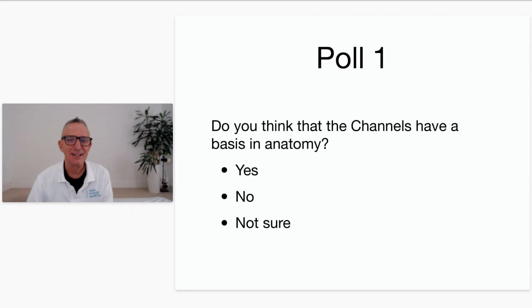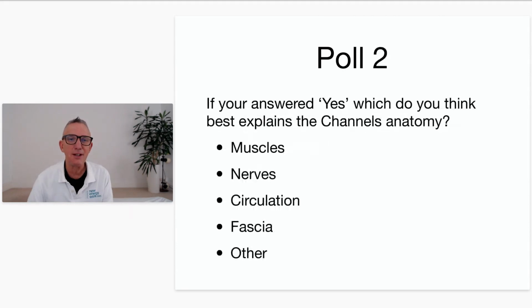Okay, so the second poll is, if you answered yes to the first poll and you think they do have an anatomical explanation, which of the following do you think best explains them? Muscles, nerves, circulation, which could be any type of circulation like lymph or blood, fascia, or other, if you've got another idea. Let me run that and we'll see what you think, because actually all of those have been considered as explanations of the channels.